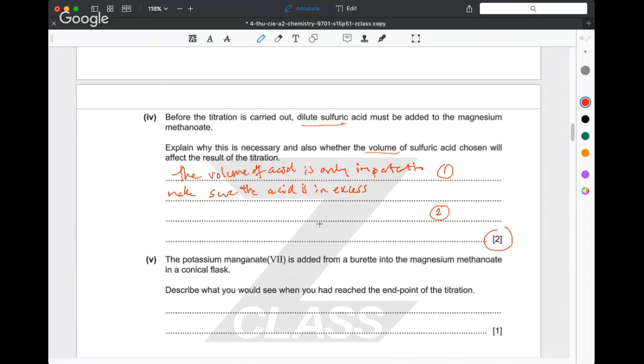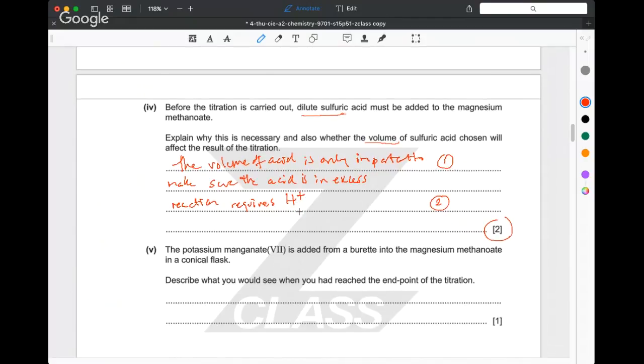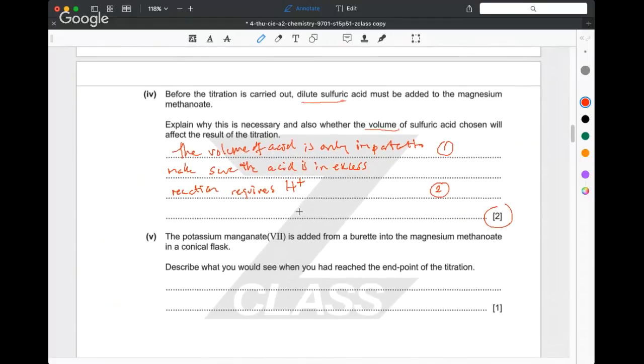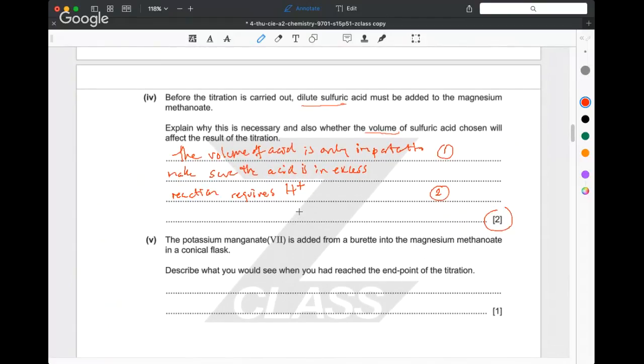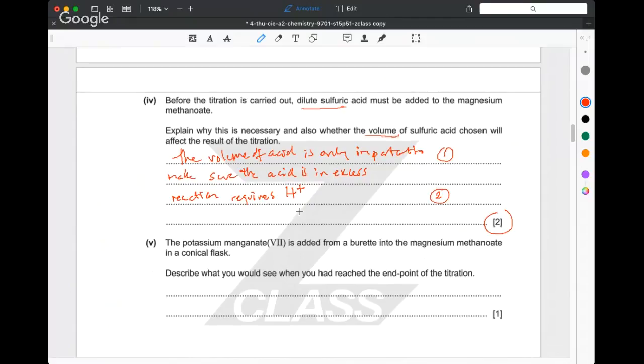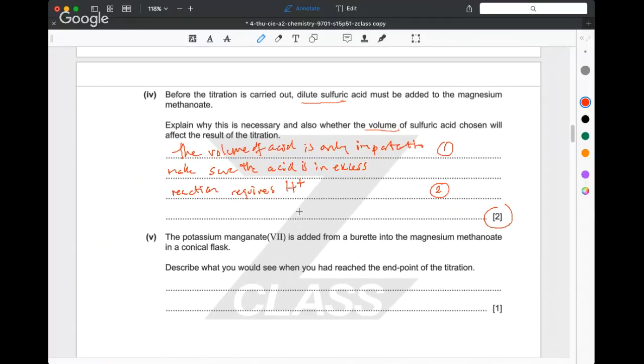The second mark, of course, was that the reaction requires acid as well. You can see that when we balanced the equation earlier on, even under acid conditions, the reaction requires the hydrogen ions, doesn't it? It requires acid. Okay, good. So we've diluted the magnesium methanoate. We've got the acid ready to add.